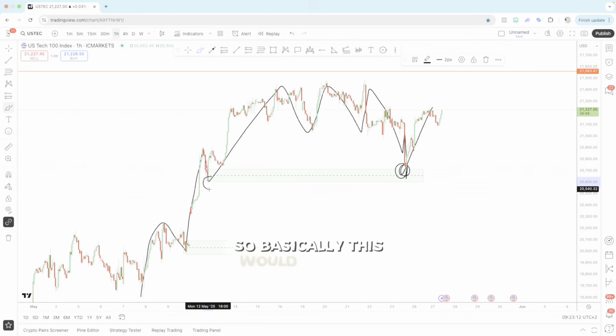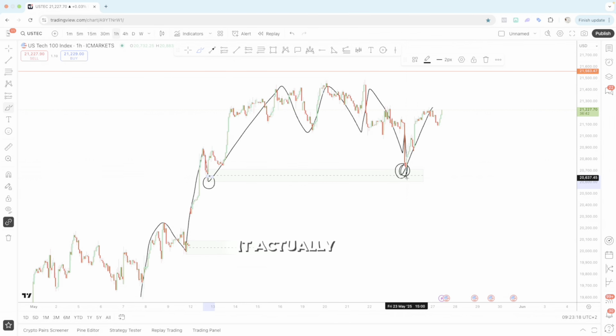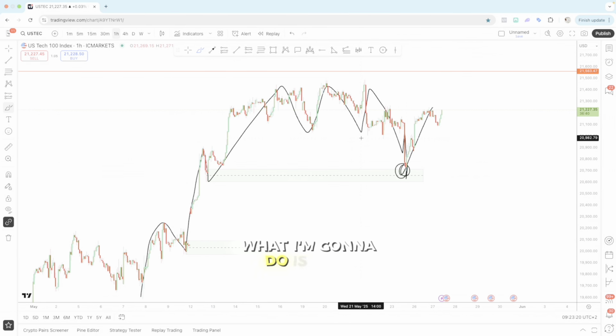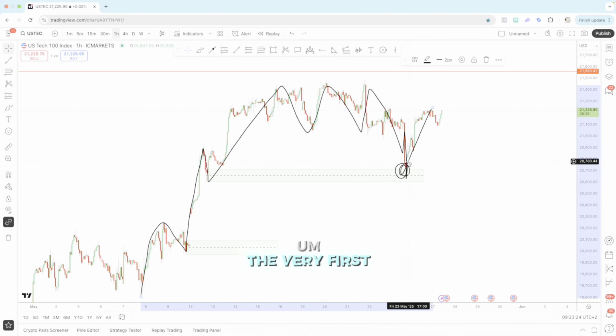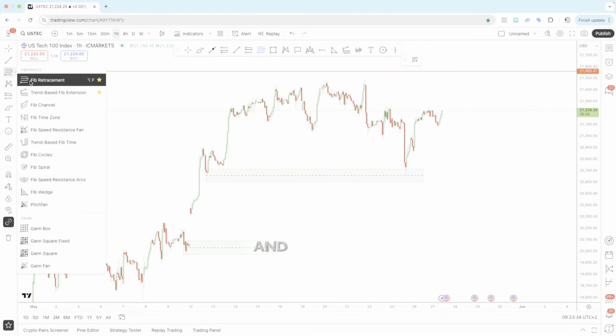This would be my most recent highest low, where price didn't really break it, it actually held on it. So what I'm going to do is take price from the very first highest low to the highest high, which means right here I'm pulling out my Fibonacci. You can see Fibonacci retracement. If you are still looking for it, you can come to the left side of the chart and find it here. I just put a star on it so that I can access it easily.